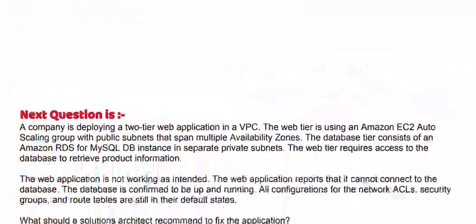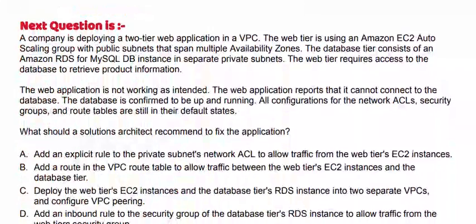Next question is, a company is deploying a two-tier web application in a VPC. The web tier is using an Amazon EC2 auto scaling group with public subnets that span multiple availability zones. The database tier consists of an Amazon RDS for MySQL DB instance in separate private subnets. The web tier requires access to the database to retrieve product information.